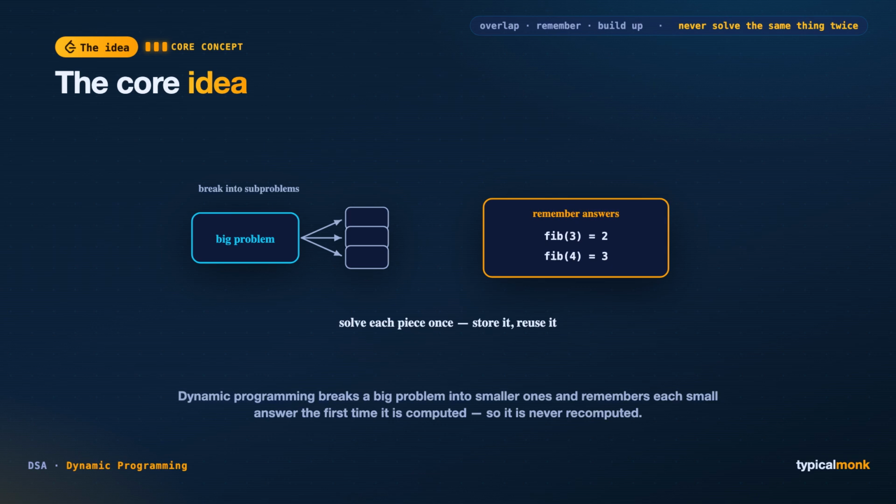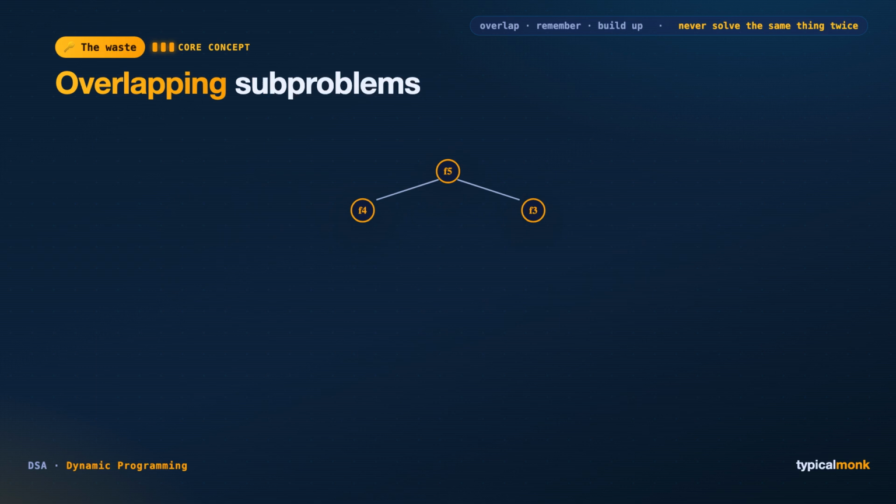So the takeaway: dynamic programming breaks a big problem into smaller subproblems and remembers each subproblem's answer the first time it is computed. So it is looked up rather than recomputed thereafter, and DP is recursion plus memory, which collapses an explosive tree of repeated work down to solving each piece exactly once. Dynamic programming does not help every problem; it helps a specific kind.